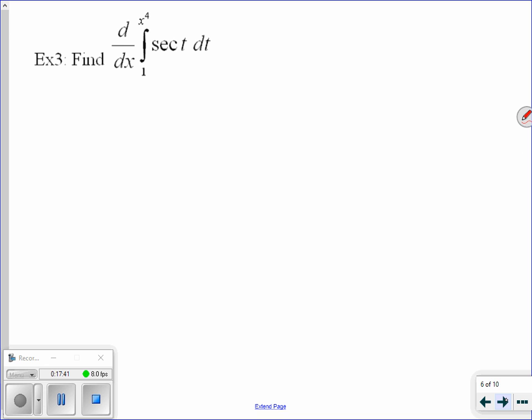All right. Find the derivative of the integral of secant t dt.